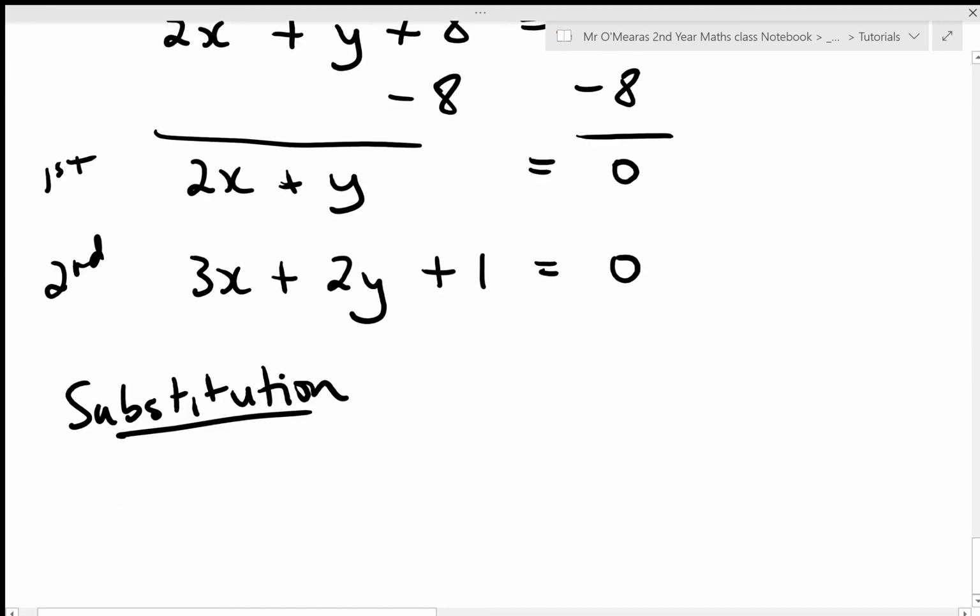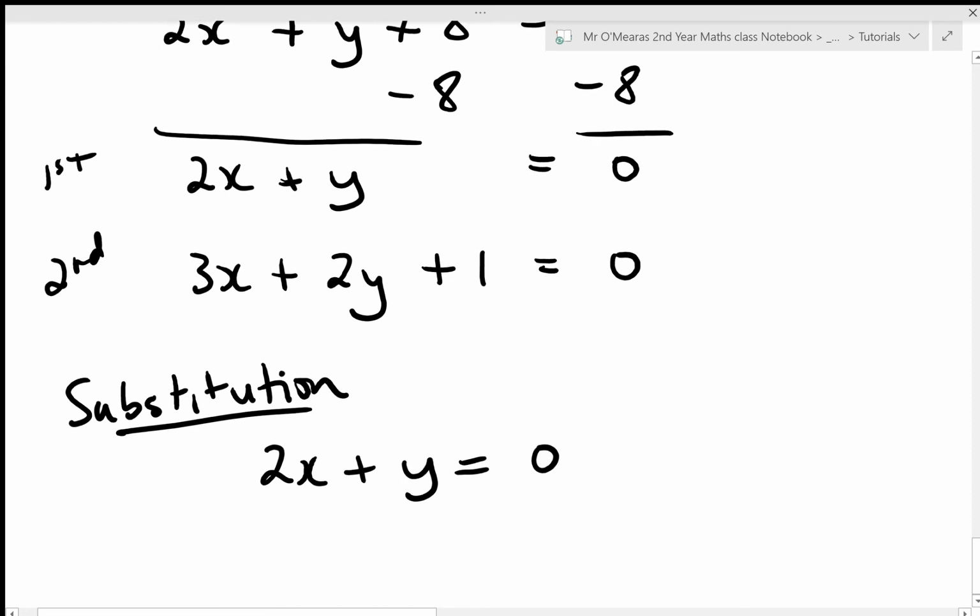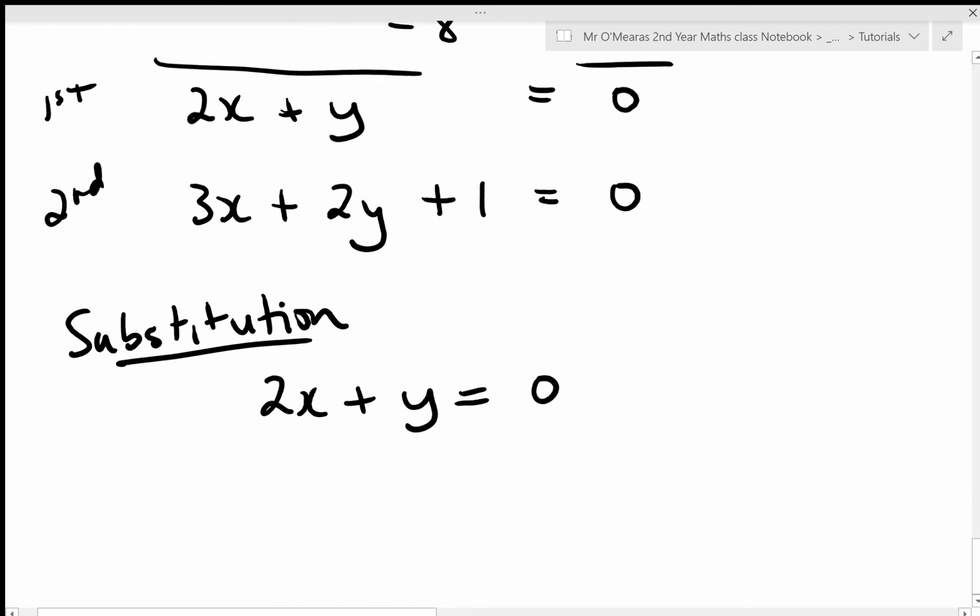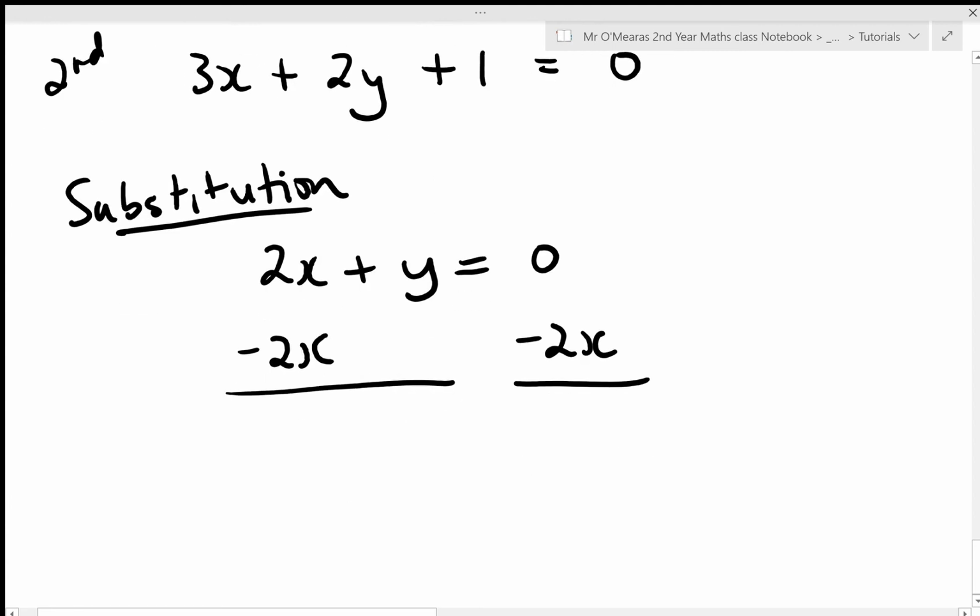Okay, so how we use substitution is we get one of the variables, whatever variable is on its own, by itself. In this case, the y is on its own. There's only one of them. We're going to get that on its own. How do we do that? Well, we eliminate whatever else is on that side. So we eliminate the 2x by subtracting 2x from both sides. So we end up with y equals minus 2x.